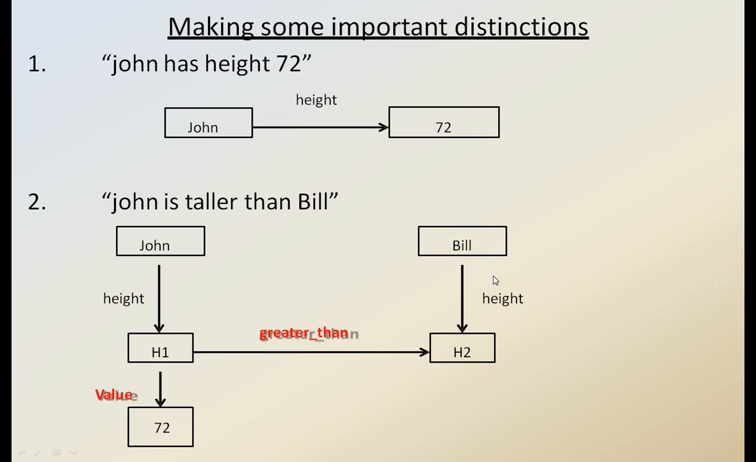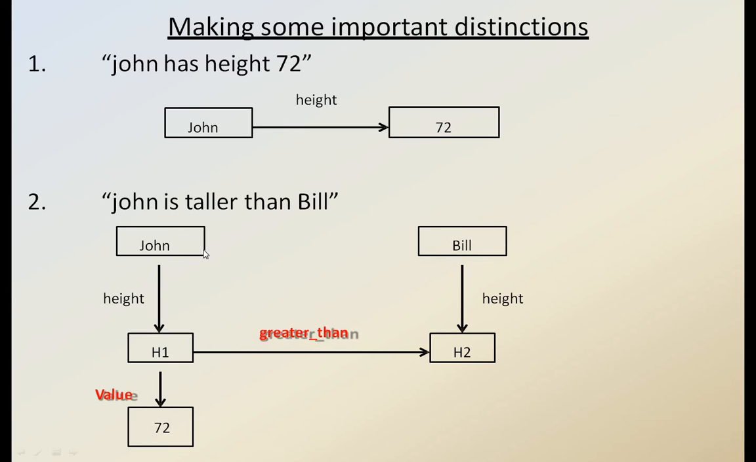This kind of predicate can be represented with the help of these two auxiliary objects. The next one: making some important distinctions. Some other examples: John has height 72, and John is taller than Bill. How can we represent this? First of all, we take John and Bill. For height, John's height is represented as h1 and Bill's height as h2, with h1 greater than h2.